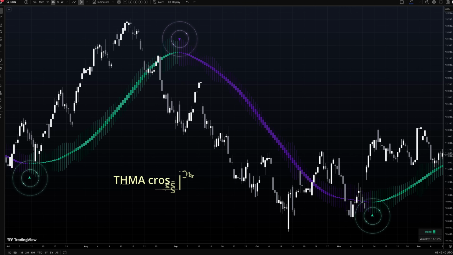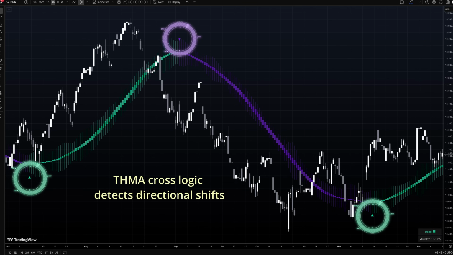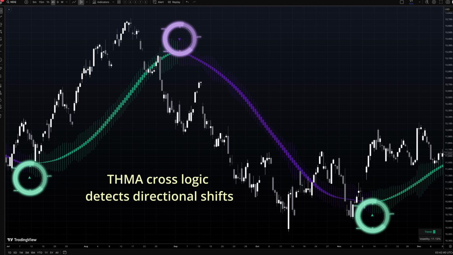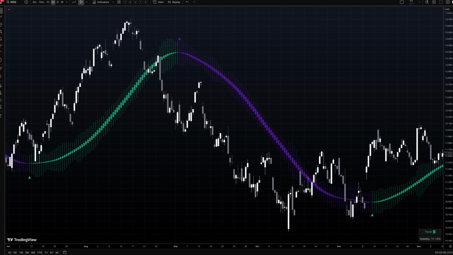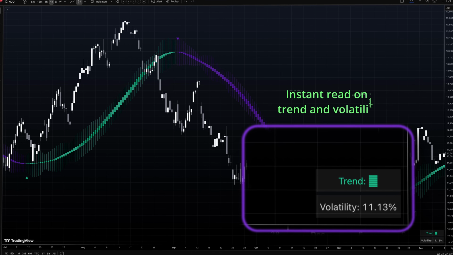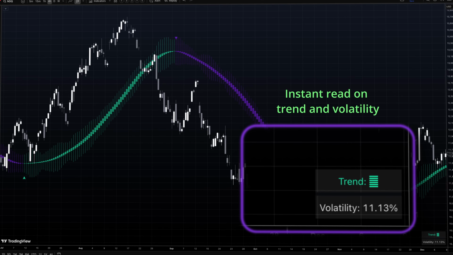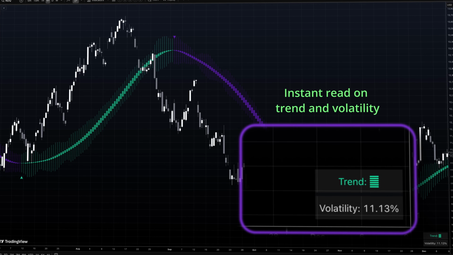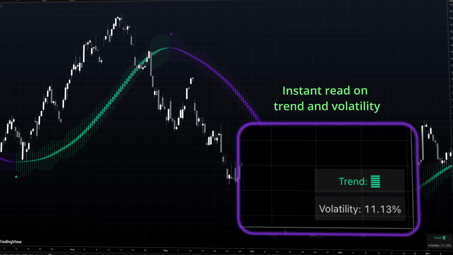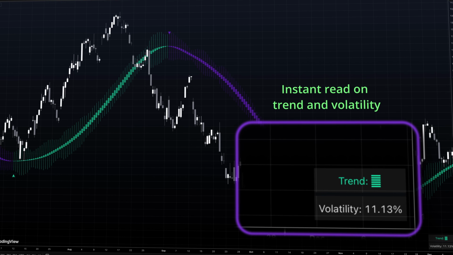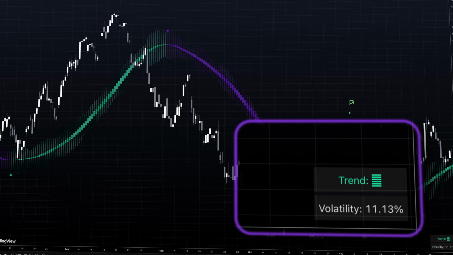Directional signals are generated using crossover and cross-under logic between the current and delayed THMA values. These signals are reinforced visually with colored triangle markers that adapt to average true range levels, offering clear potential entry or exit cues. The volatility component not only adapts the visual strength of the bands, but also displays a real-time percentage-based volatility reading. This dual display, trend direction and relative volatility, allows users to quickly assess both market condition and directional bias.